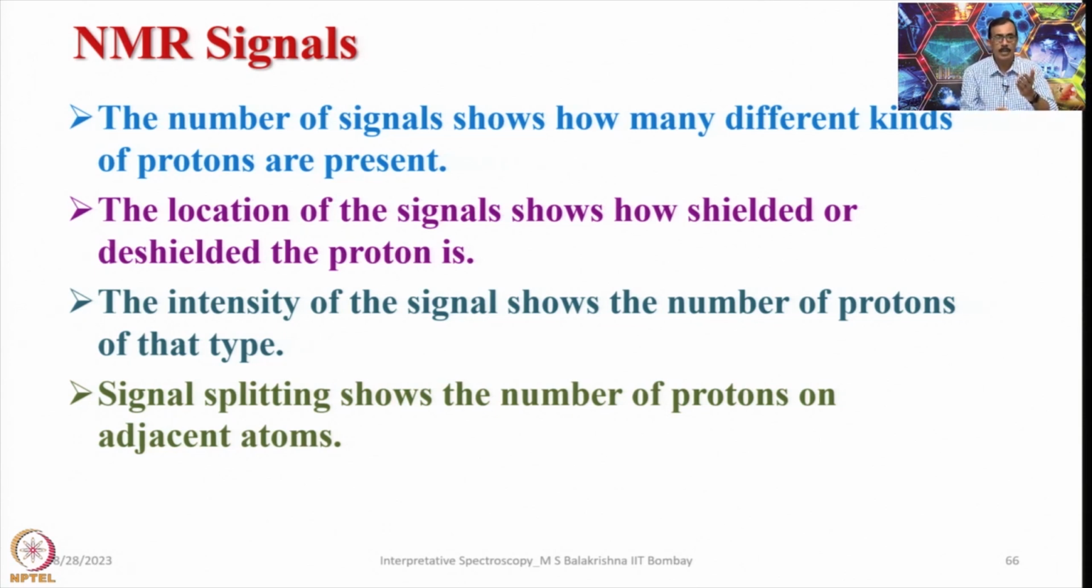One is the number of signals, which indicates how many groups there are, and then the location of the signal shows whether they are shielded or de-shielded. The intensity shows the relative number of protons present, and the signal splitting shows where they are located, whether they are close to each other or farther from each other. With these 4 vital pieces of information, we should be able to write the molecular structure without any ambiguity. So all this information comes from NMR signals.